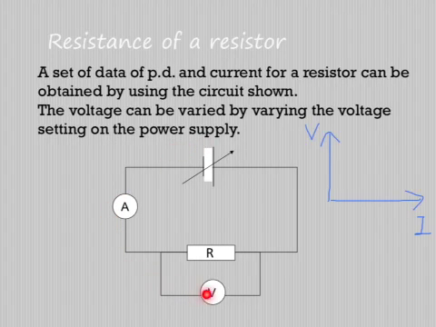This is how you set up to find the resistance of a resistor, the experiment we will do in class. This is a variable power supply, and you get a set of data and plot voltage against current, and you get a line like this. Should be a straight line like that, and from the gradient you can work out the resistance.